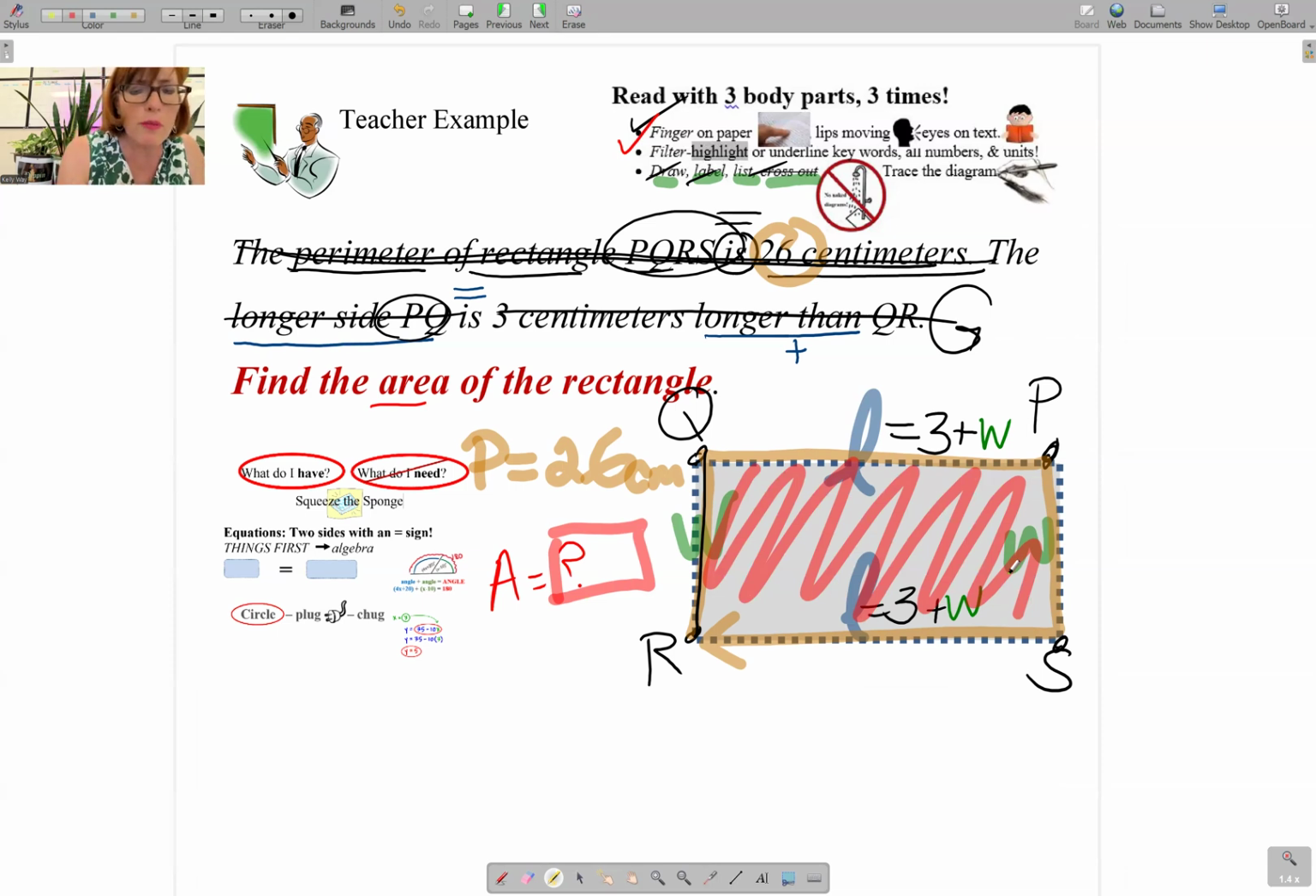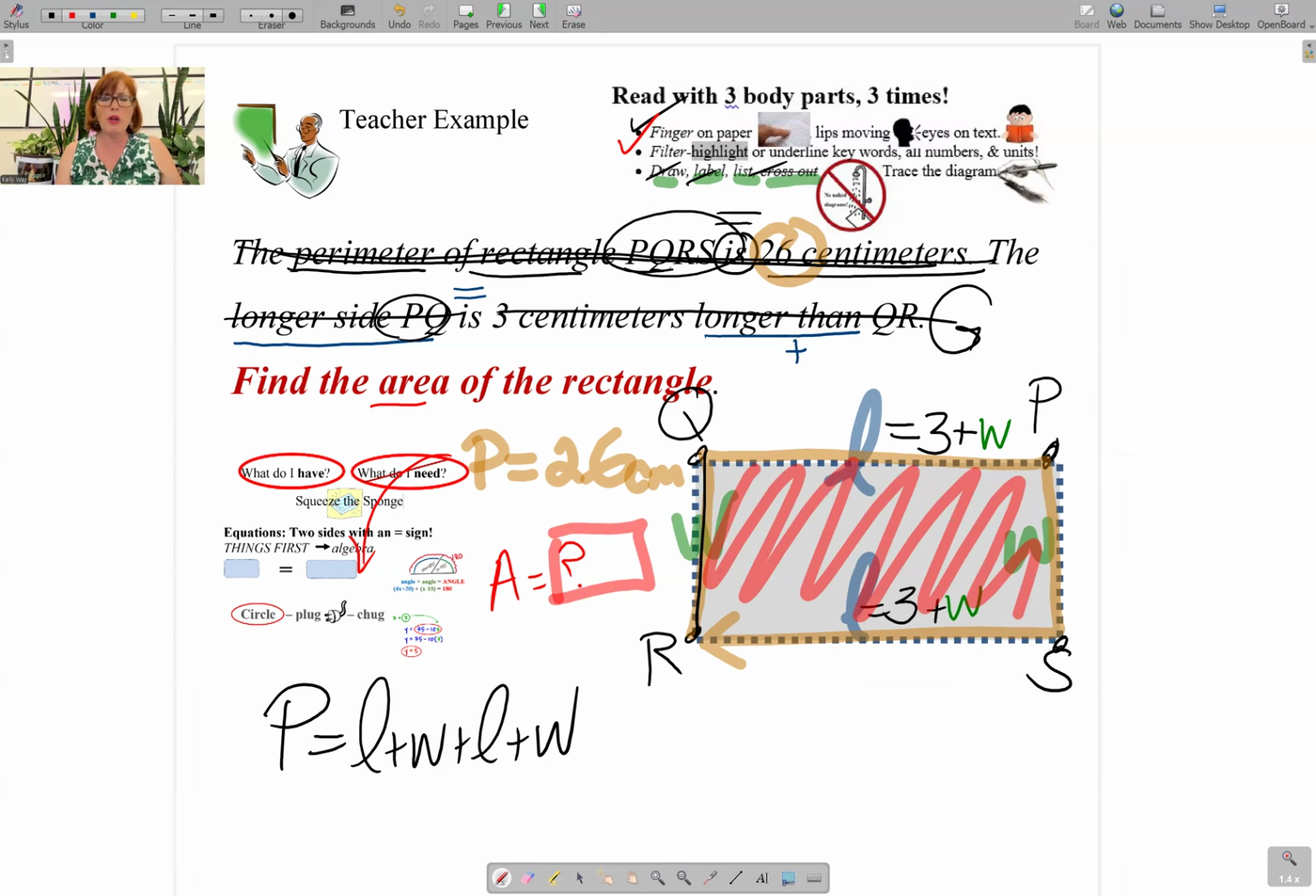So we have the perimeter. So what do we know about perimeter? Look it up in your reference booklet. So perimeter, see, I know this about perimeter. I can at least write the equation down. Length plus width plus length plus width. Write that down. Why did I do that? Because I'm starting with what I have. I have the perimeter. Well, let's see what else I have.